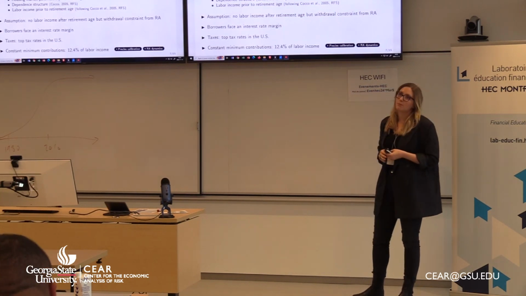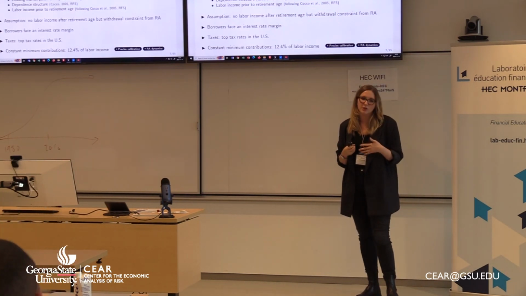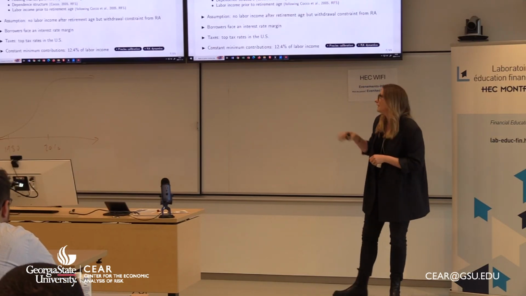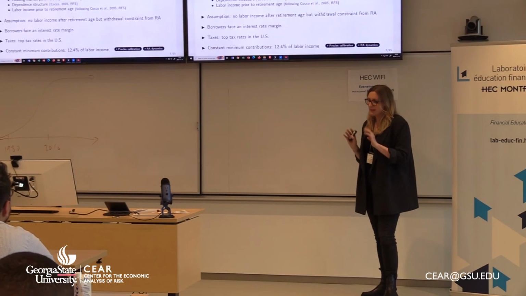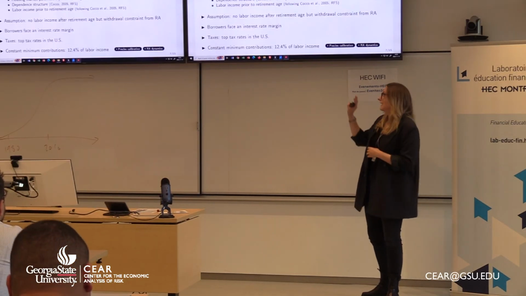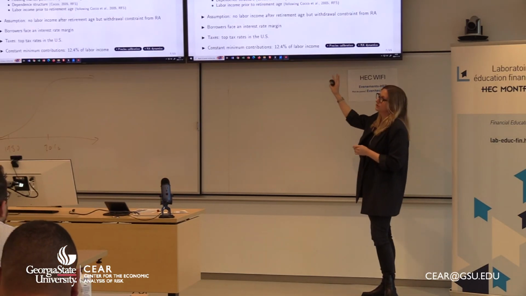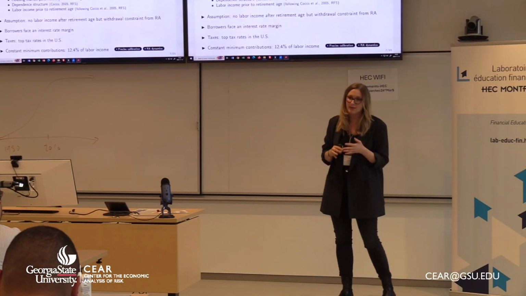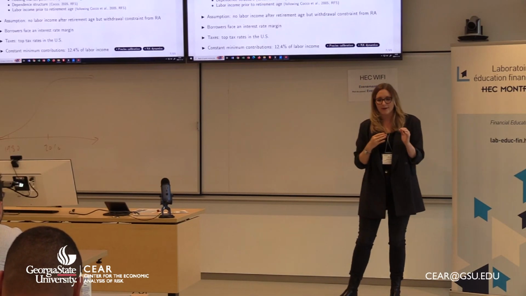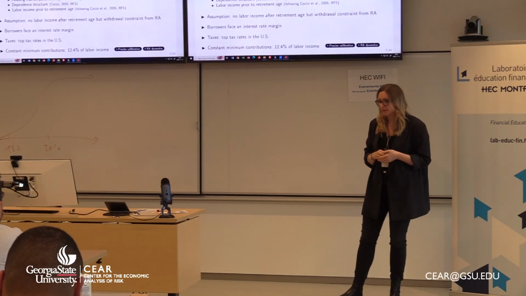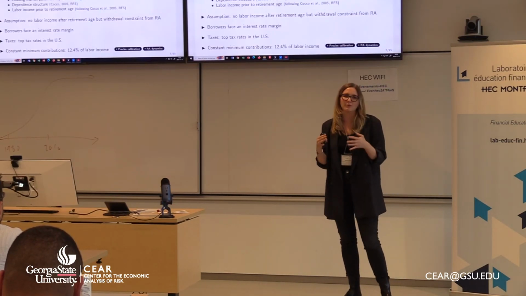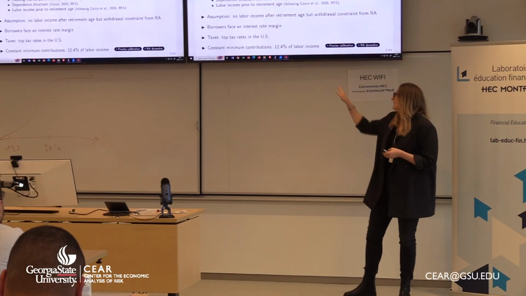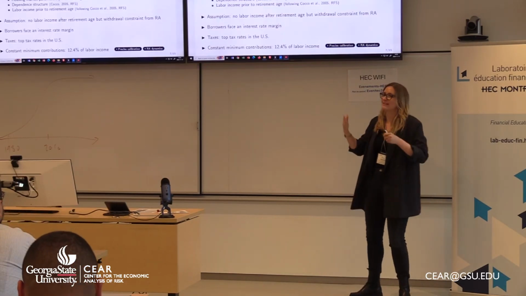Then we assume that borrowers face an interest rate margin, so the interest rate applicable to mortgage debt exceeds the risk-free rate. We set the taxes to the top tax rates in the US, and in the case of constant minimum contributions, we require individuals to contribute 12.4% of their labor income. This is actually a rather low number. For example, in the Netherlands, I currently contribute more than 17% of my labor income. And if we increase this number, our results get stronger.